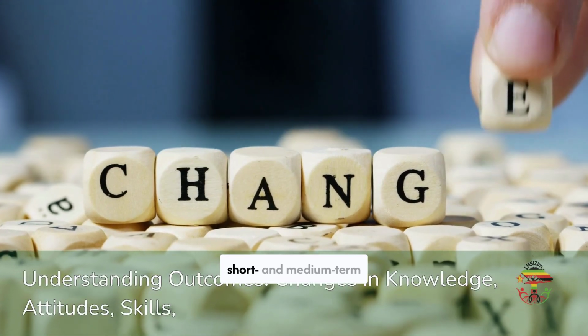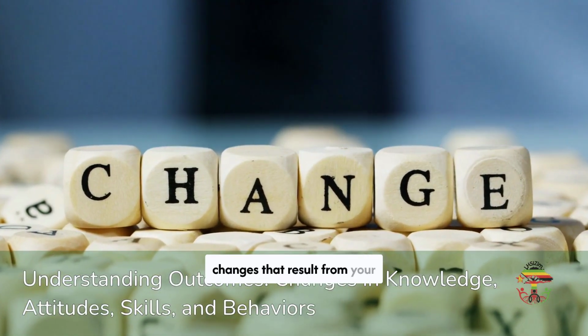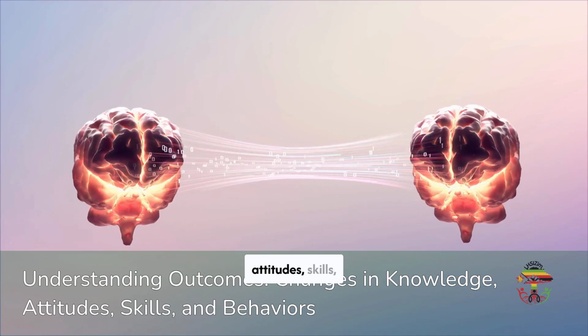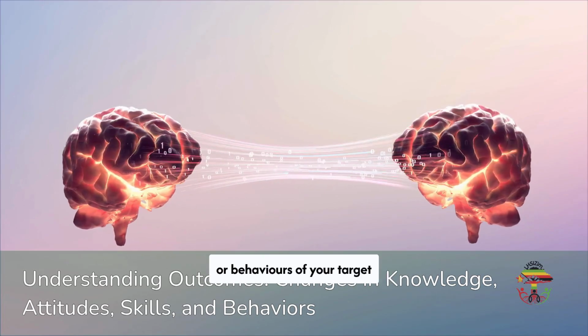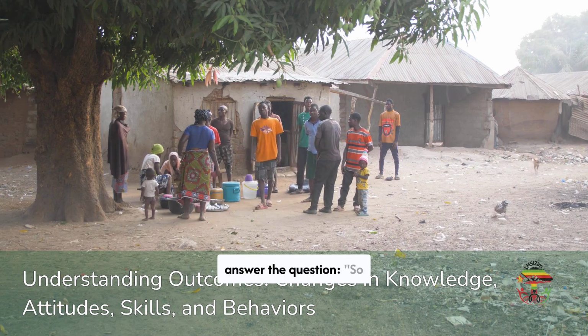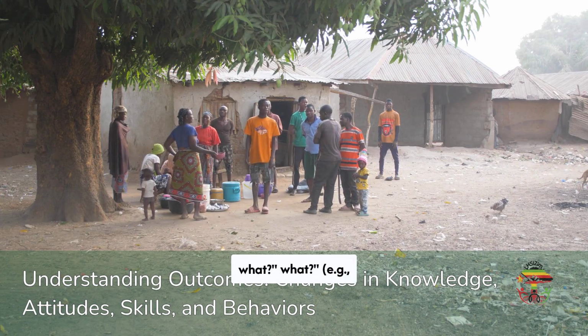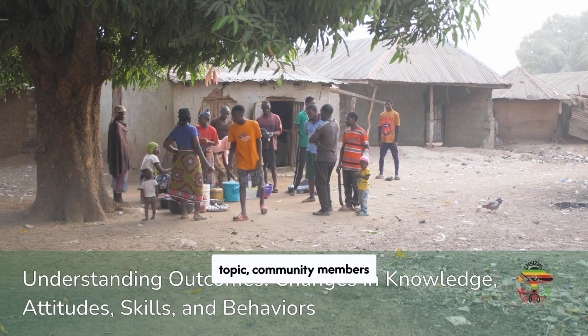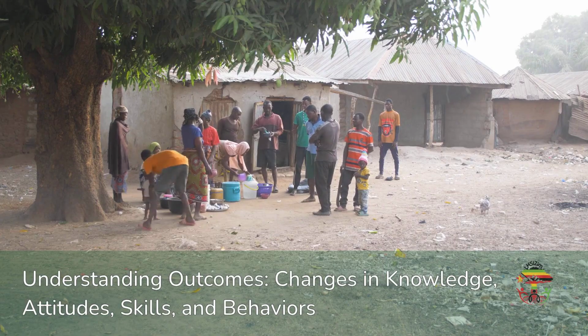Outcomes. These are the short and medium-term changes that result from your outputs. Outcomes are the changes in knowledge, attitudes, skills, or behaviors of your target group. They answer the question, so what? E.g., participants demonstrate an increased understanding of a topic, community members adopt new hygiene practices.